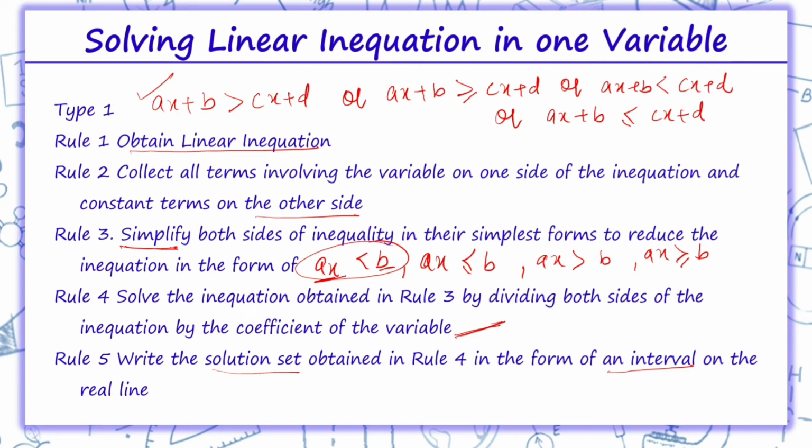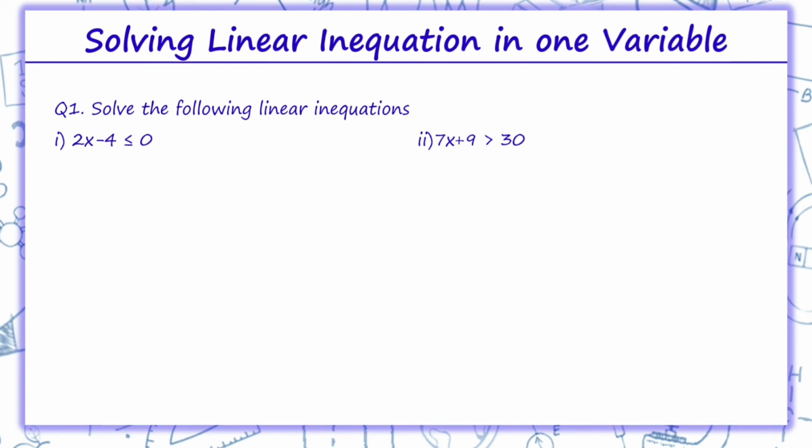Coming on to the question part. So the question is 2x minus 4 smaller than or equal to 0. Since x is already on one side, we have to shift the constant term to the other side. Whatever constant term is there, we will add it here, and on the RHS also we will add. So this and this got cancelled out. 2x is smaller than or equal to 4. Now dividing by the coefficient of x on both sides, 2x by 2 and 4 by 2, we will get x is less than or equal to 2.